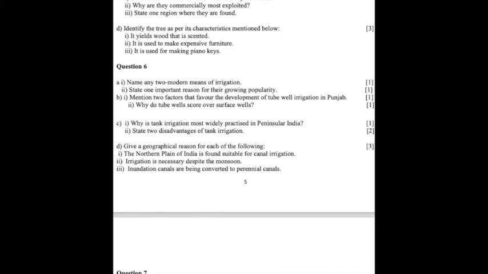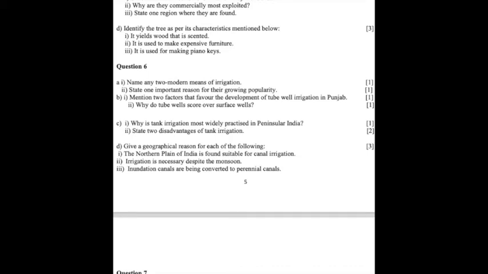Inundation canals are being converted to perennial canals. Inundation canals can only be used when the rivers are in flood during the monsoon season, as they are built at a higher elevation compared to the river without any barrage or dam, and they are hence of little use.